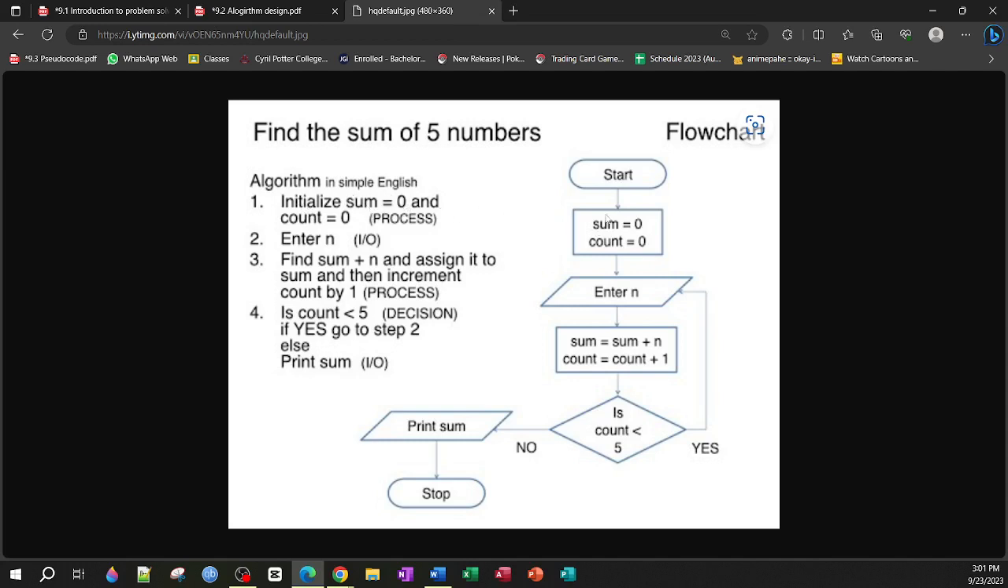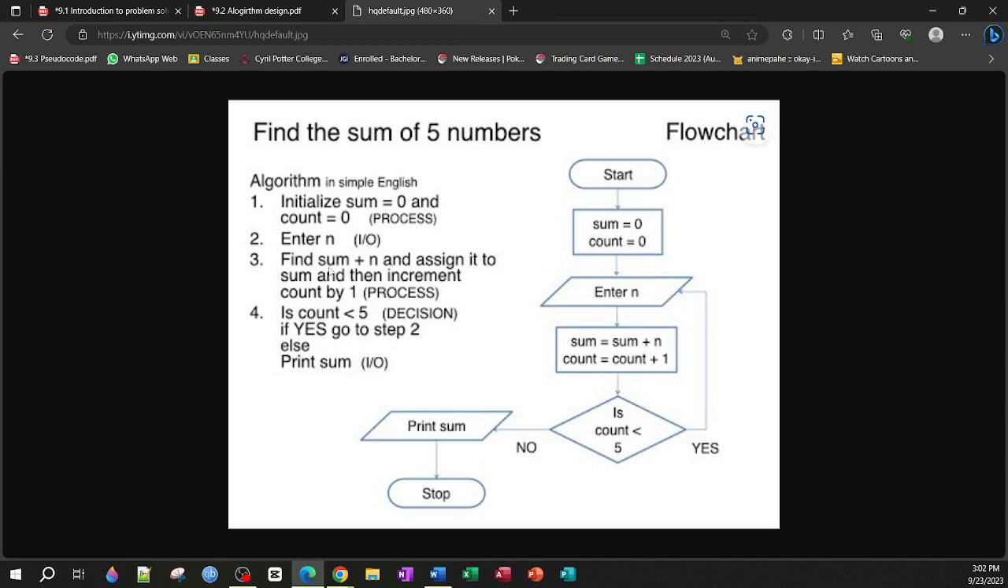If we look at the flow chart, notice it has the same step, but in a shape. Sum equals 0, count equals 0. And then step number 2, enter n. Notice that is in a different shape. And then we have find sum plus n and assign it to sum, and then increment count by 1. In the rectangle here, sum equals sum plus n, count equals count plus 1. Don't worry if it all sounds technical.